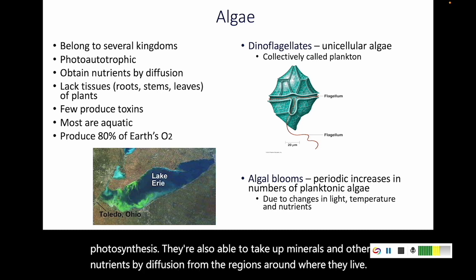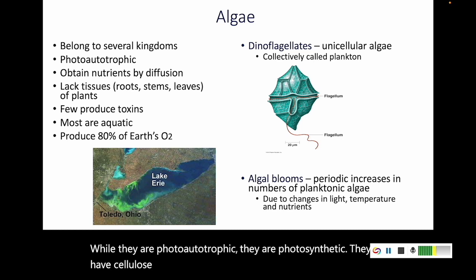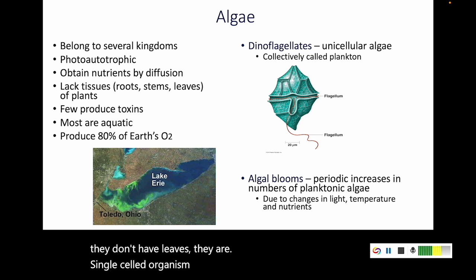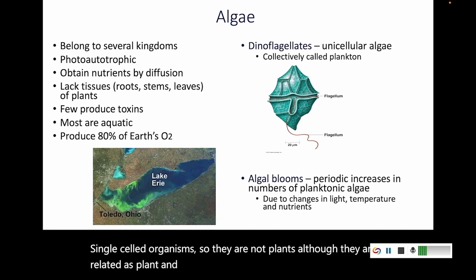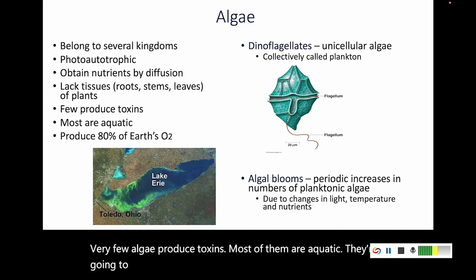While they are photoautotrophic, they are photosynthetic. They do have cellulose. They are similar in a lot of ways to plants, but they lack any true tissues. They don't have roots, they don't have stems, they don't have leaves. They are single-celled organisms. So they are not plants, although they are related as plant ancestors. Very few algae produce toxins. Most of them are aquatic. They're going to be found in mainly water regions, both salt water and fresh water.